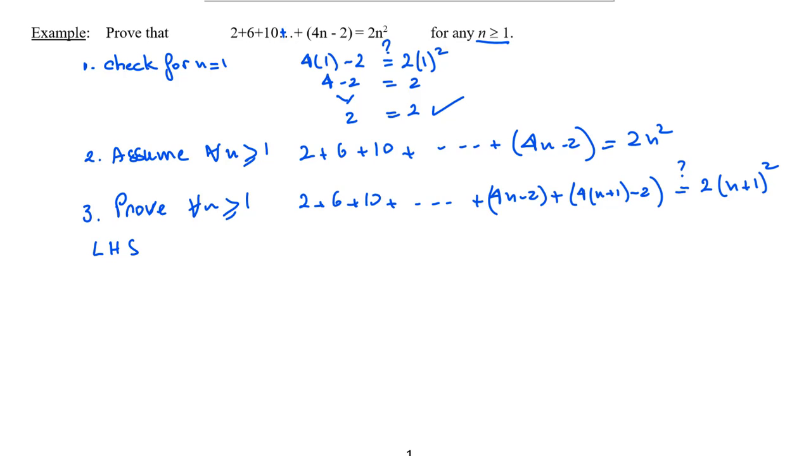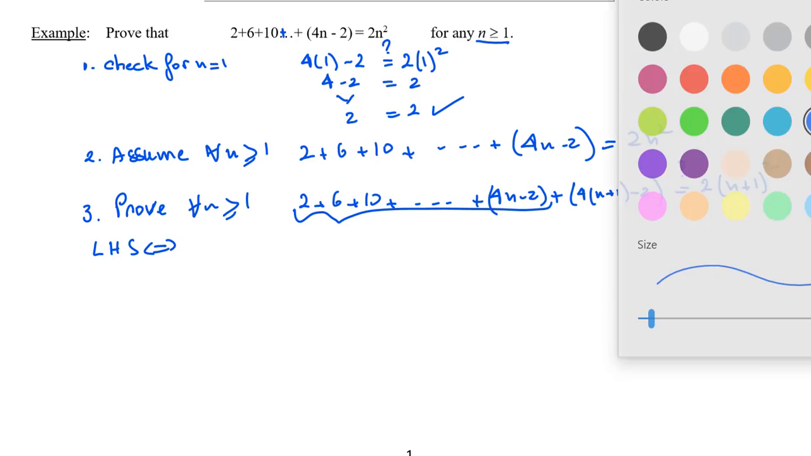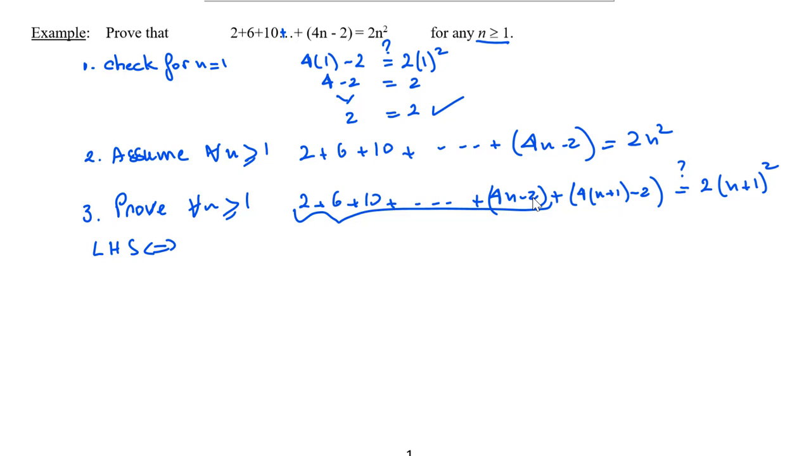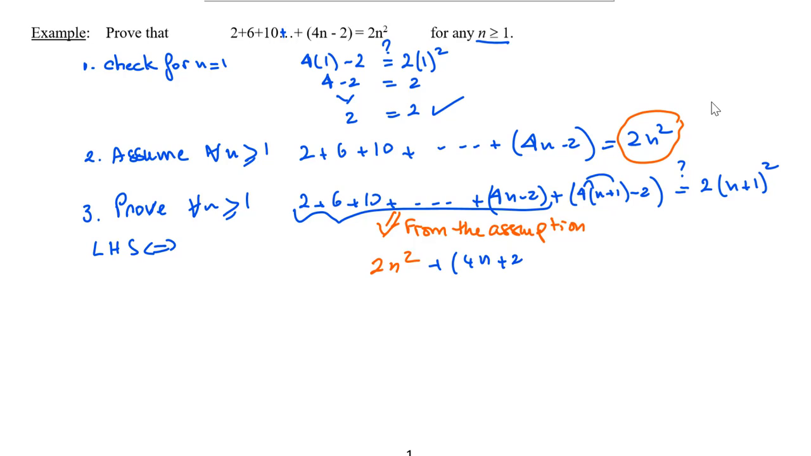The left hand side is equivalent to, so all of this right here, 2 plus 6 plus 10 plus all the way to 4n minus 2 is equal to 2n squared from my assumption. So from the assumption, I replace 2 plus 6 plus 10 all the way to 4n minus 2 with 2n squared. That's from the assumption. Then what's left is that plus, if I distribute here, I get 4n plus 4 minus 2, which is 4n plus 2. Okay, so again, this is your left hand side.